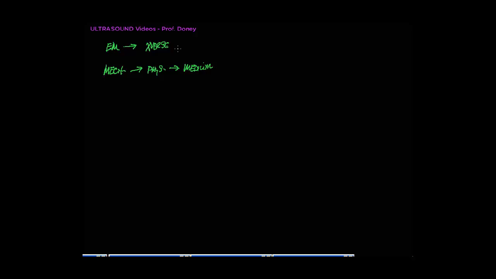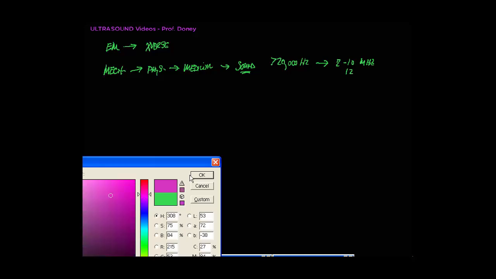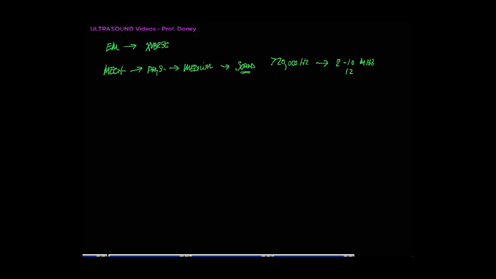So EM waves don't need a medium. However, mechanical physical ones do because they physically interact. And that is what sound waves are, which is what we're using in the ultrasound range. And again, in the ultrasound range, it's greater than 20,000 in general. But for us, it is specifically in the 2 to 10 megahertz or 2 to 12, depending on which textbook you are going from.